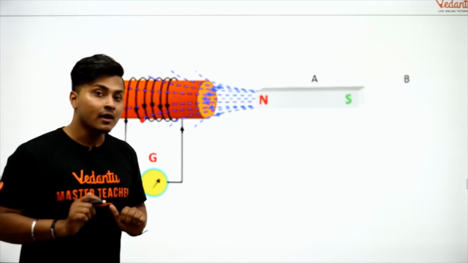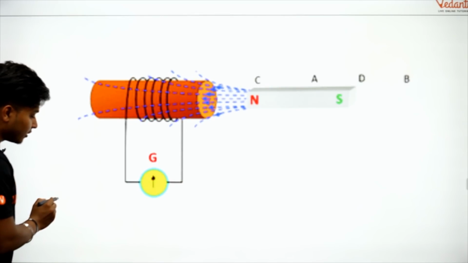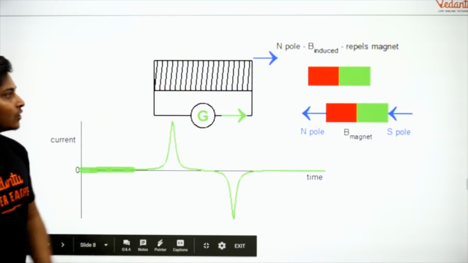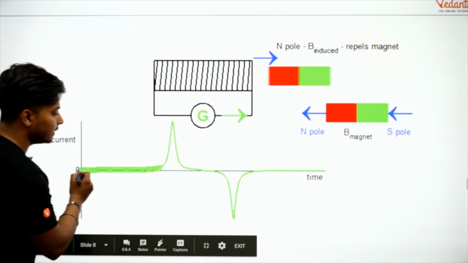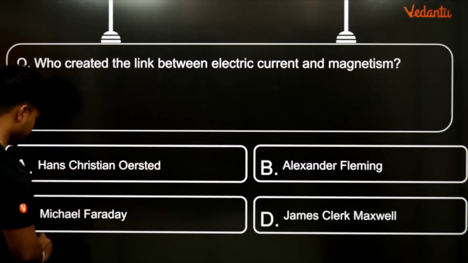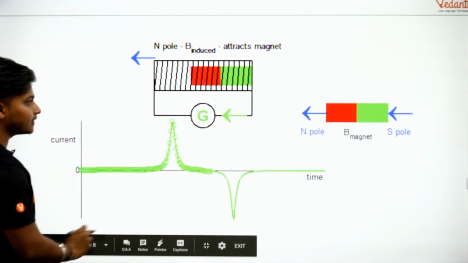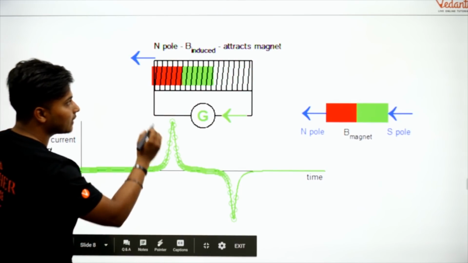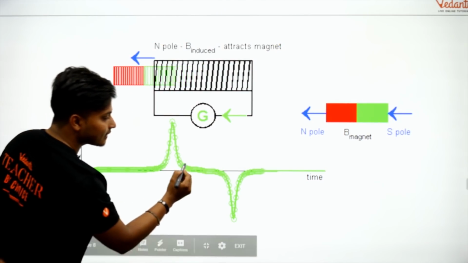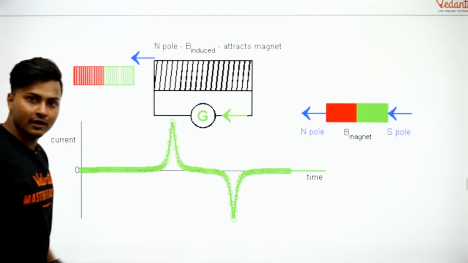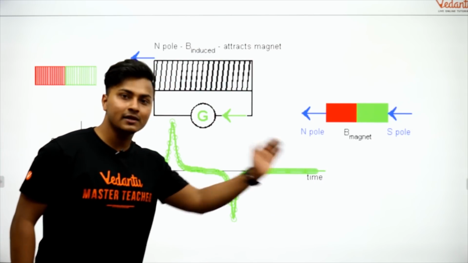Now moving forward, let's try to understand the same procedure with the help of a very interesting graph. The magnet is coming closer, you can see the current started increasing in the coil. And then what happened? Now the magnet is going away. So the current started increasing, but in the opposite direction, isn't it?